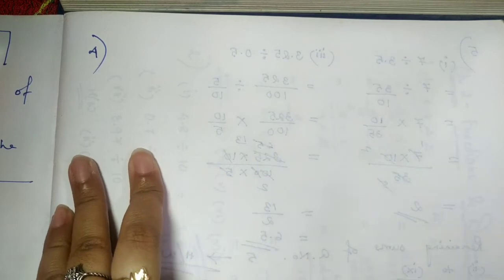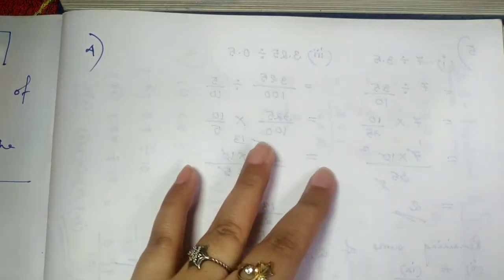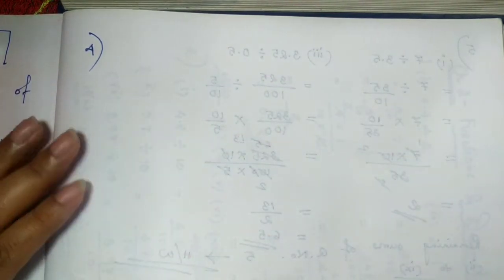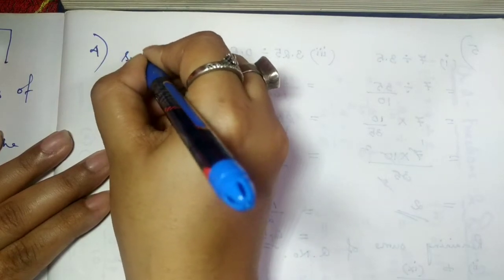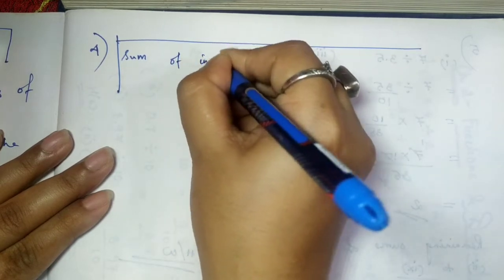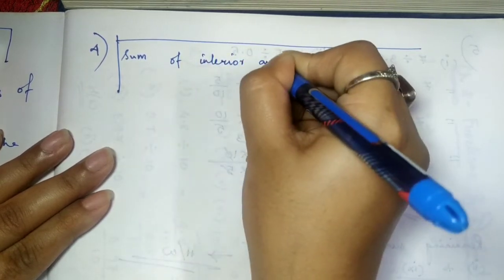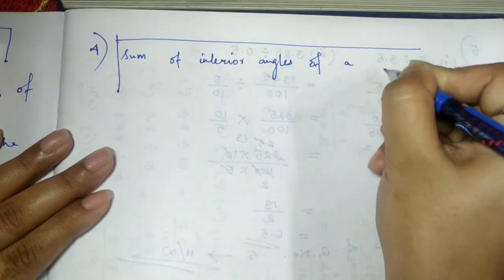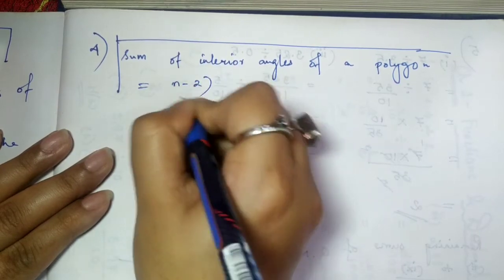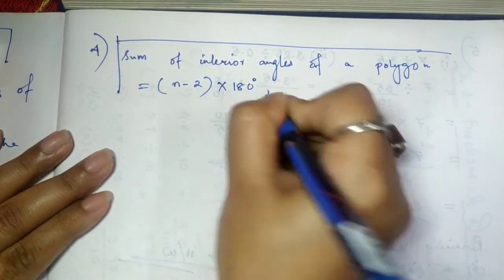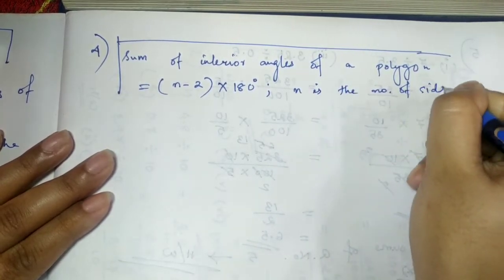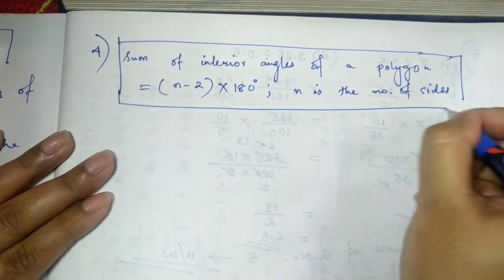If it is a triangle, it has 3 sides. If it is a hexagon, it will have 6 sides, like that. So I have to find out the sum. As I told you before, this is for your information, not the solution part. How do you find the sum of interior angles of a polygon? There is a formula: (n minus 2) into 180 degrees. And what is n? n is the number of sides. So please remember this formula, as you have to remember how to find the number of diagonals.